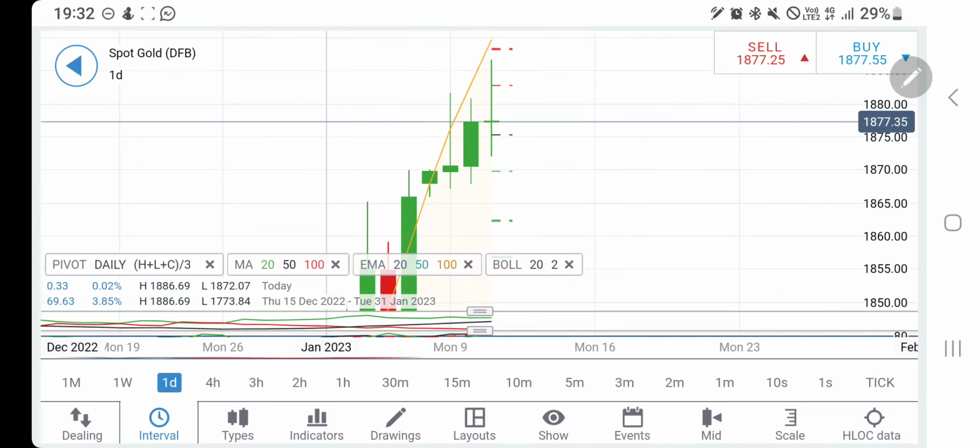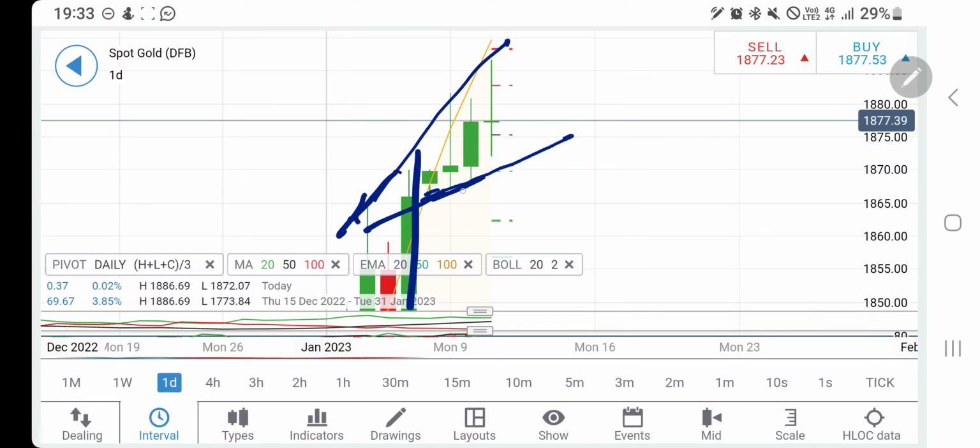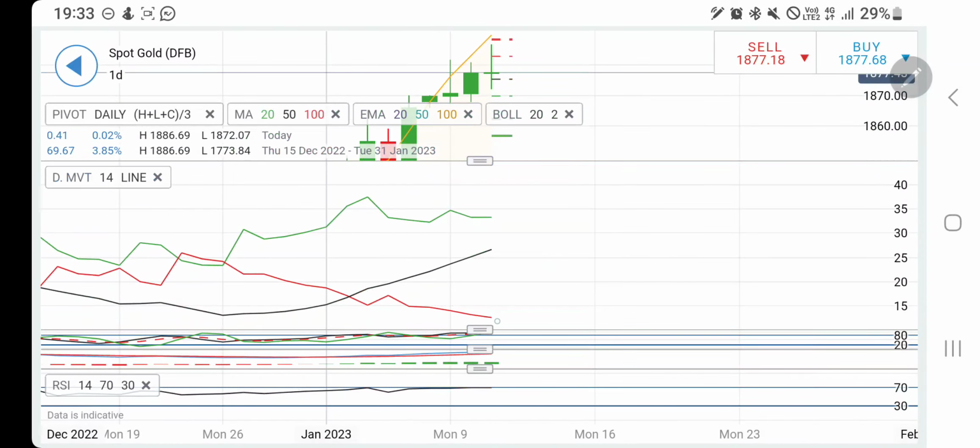Now look at the daily charts. What are the daily charts trying to do? See first these 3 candles, triple bottom, and if you connect the dots, you will find this is an expanding triangle, and this is certainly giving it a good swing. On the downside, 1870 is a good support. On the upside, 1885 levels are a good resistance.